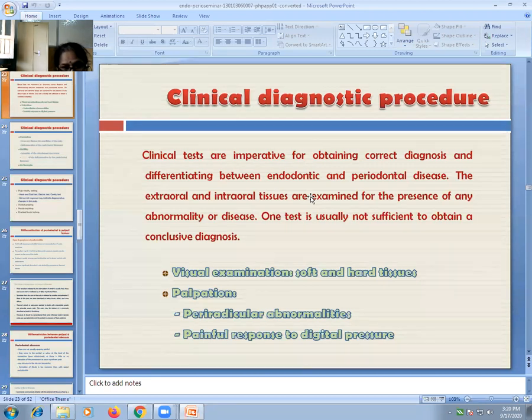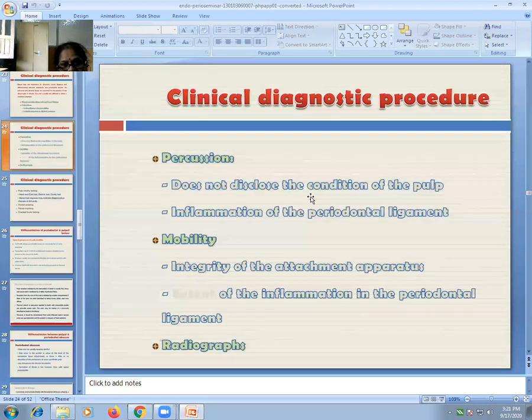When you start doing palpation, you have to check for periapical abnormalities, or any painful response to digital pressure. Whenever you press the tooth or knock the tooth, you will get pain.